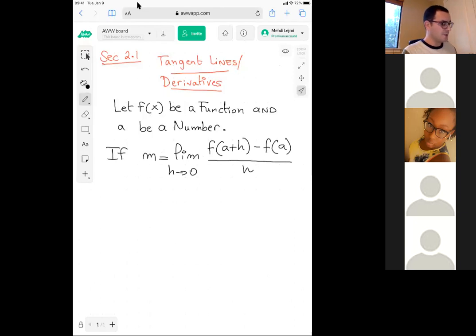Yesterday I said that if this number m exists, because this m is a limit, right? And we know sometimes the limit does not exist. Sometimes it exists, sometimes it does not. So if this limit exists, then it's called the derivative.